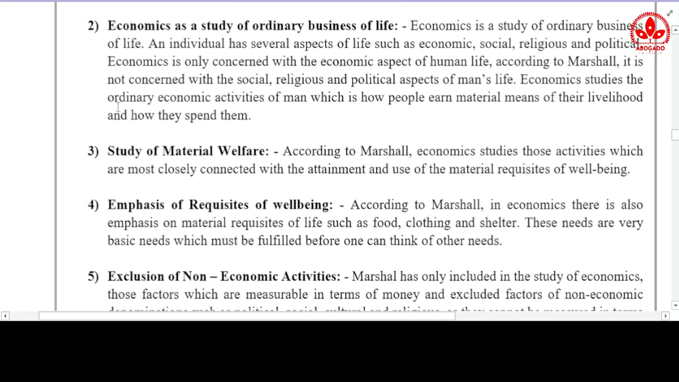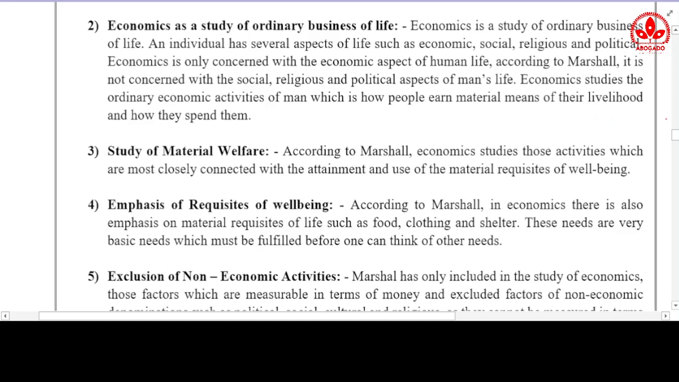The next one is economics as a study of the ordinary business of life. An individual has several aspects of life such as economic, social, religious and political. Economics is only concerned with the economic aspect of human life according to Marshall. It is not concerned with the social, religious and political aspects of human life. Economics studies the ordinary activities of man, which is how people earn the material means of their livelihood and how they spend it.